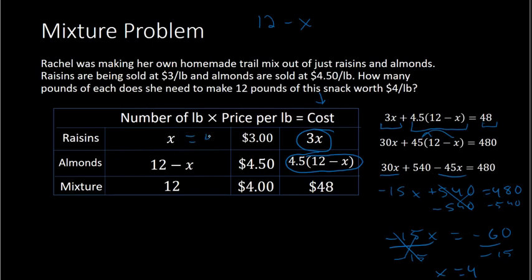X was the number of raisins, or the pounds of raisins. So we have 4 pounds of raisins, then 12 minus 4, or 8 pounds of almonds. So 4 pounds and 8 pounds would be my solution.